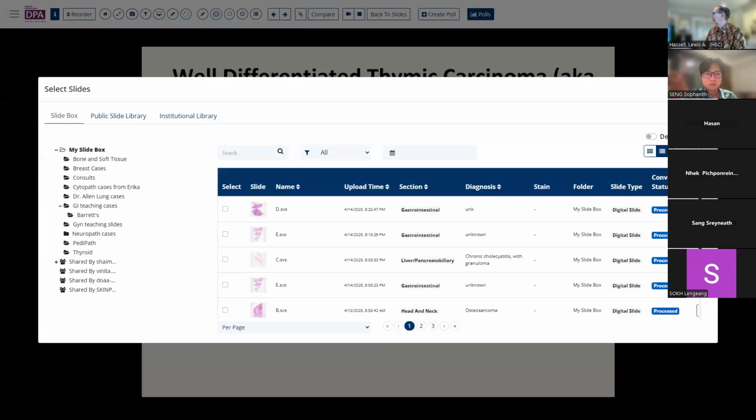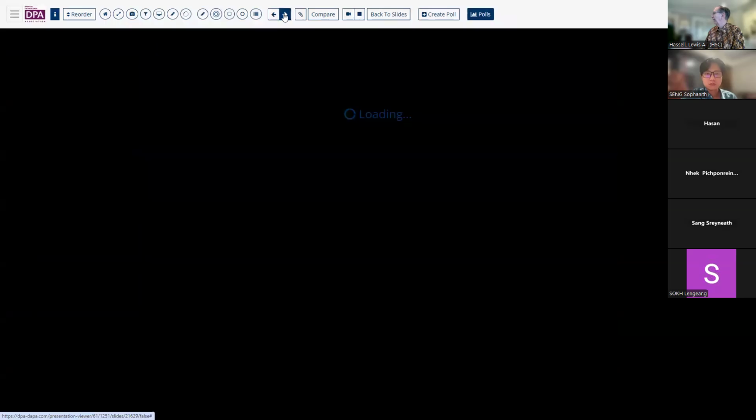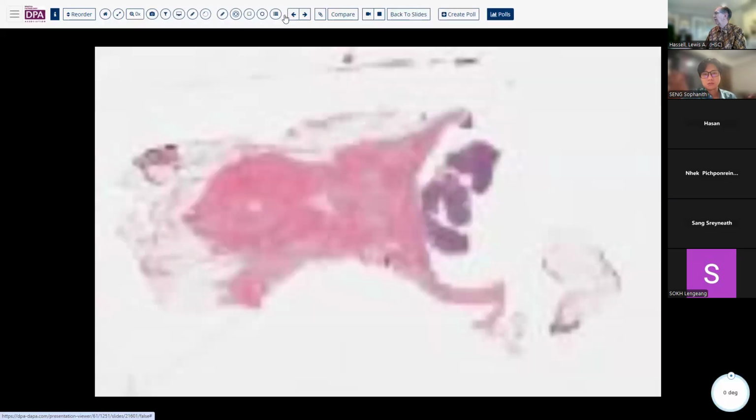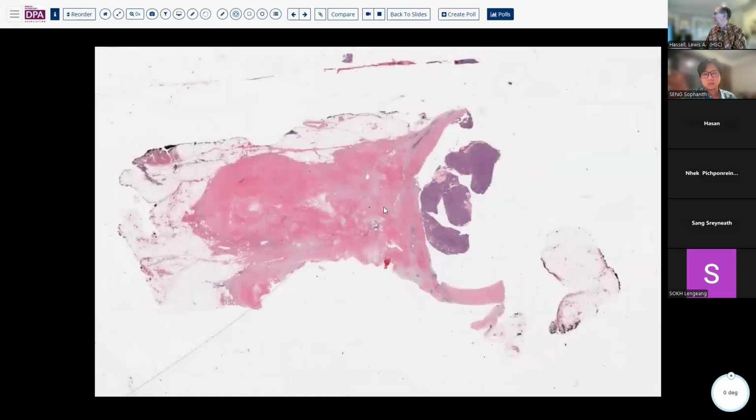Well, what's going on here? Hit the wrong button. Okay, so here's the WHO classification. Spindle epithelial cells. We don't use this term spindle cell thymoma or medullary thymoma. We just use type A. And the type B cells are more polygonal or rounded. And those come in 1, 2, and 3. And then type C is when you have a frankly malignant, more poorly differentiated tumor, but in reality, both type A and type B are really well-differentiated thymic carcinomas. All right, so let's go on to another case.